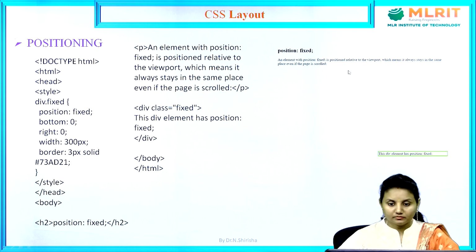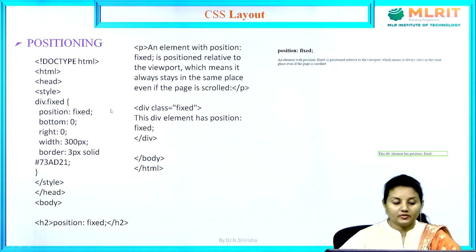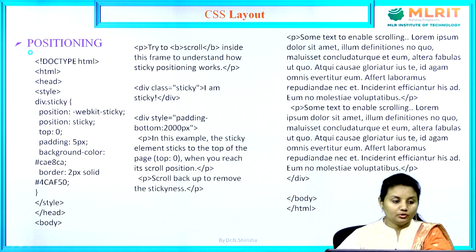Then what happens? Here is the output. This div element has position fixed. So where is it getting placed? At the bottom, bottom 0, right 0. Towards the right you are getting it, with a width of 300 pixels. So let me show you this execution.